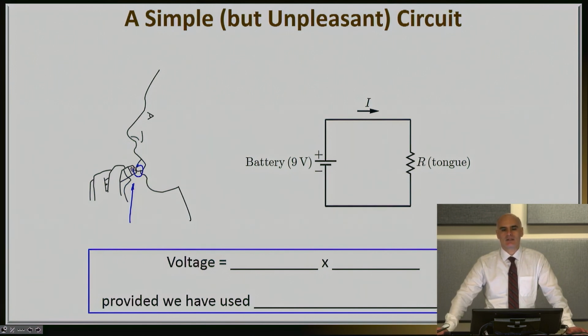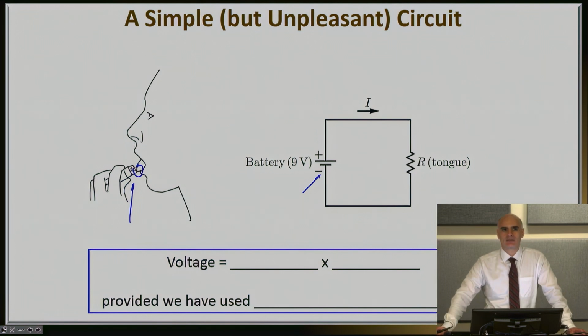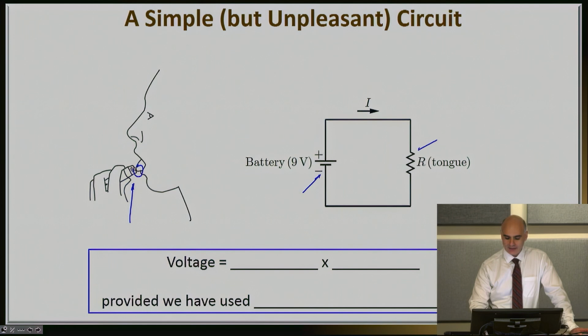But if you take this pretty simple circuit and try to model it with the schematics we have been learning, you probably will be using a symbol for the battery that looks something like this, as well as trying to model your tongue with some type of an electrical symbol. The electrical symbol we're going to use is shown right here. And I would say this is a pretty good approximation.